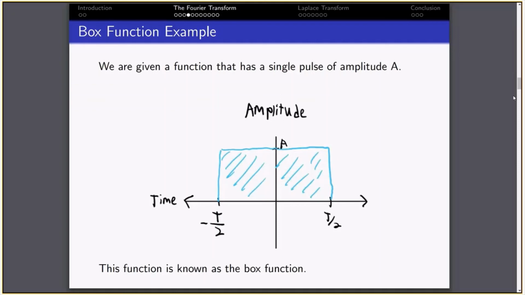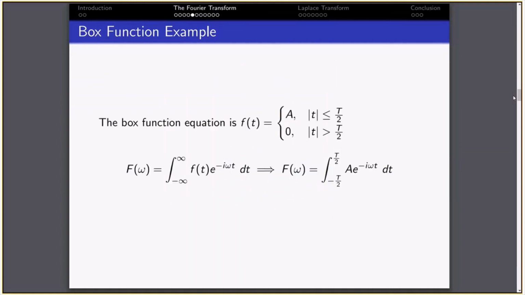And this is known as the box function simply because of the fact that it looks like a box, and it comes up a lot in electrical engineering circles. So if we were to write an equation for this, then we would end up with the piecewise function shown below. So it would be a for any absolute value of t less than capital T over 2, and it would be 0 for any absolute value of t greater than capital T over 2.